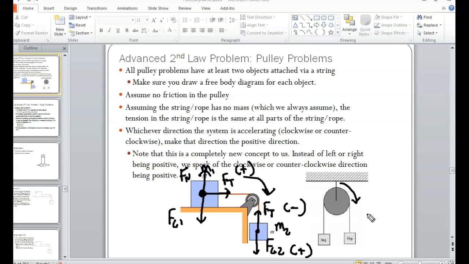Okay, and so based off of which forces are clockwise or counterclockwise, use that to establish your coordinate system. Okay, notice also that we now have, for the first time, two objects. And so when we're solving these problems, you have to apply Newton's second law for both objects. Okay, so let's do some examples. Pause there if you need to add that to your notes.